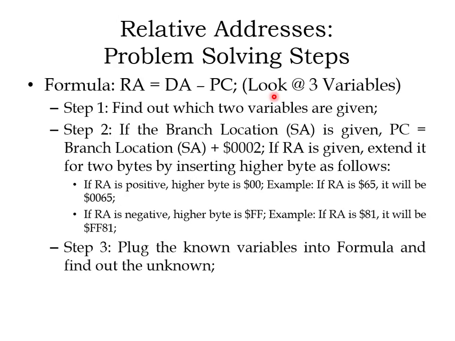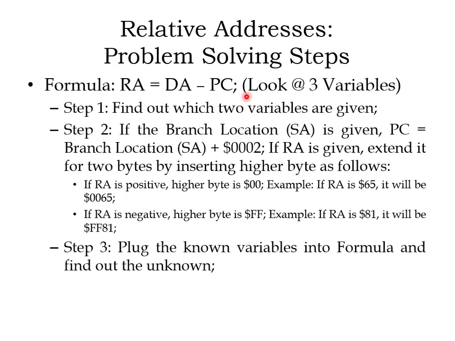To get any one of these three, you need to know the other two, whatever you are calculating from here. So if you are calculating the relative address, you need to know the destination address and PC. Or if you have to calculate the destination address, you will have to know the relative address and PC. So you have to know any two out of these three to calculate the last one.